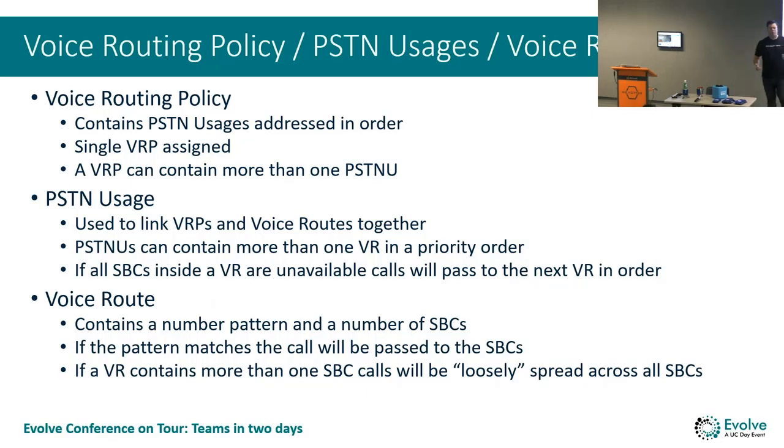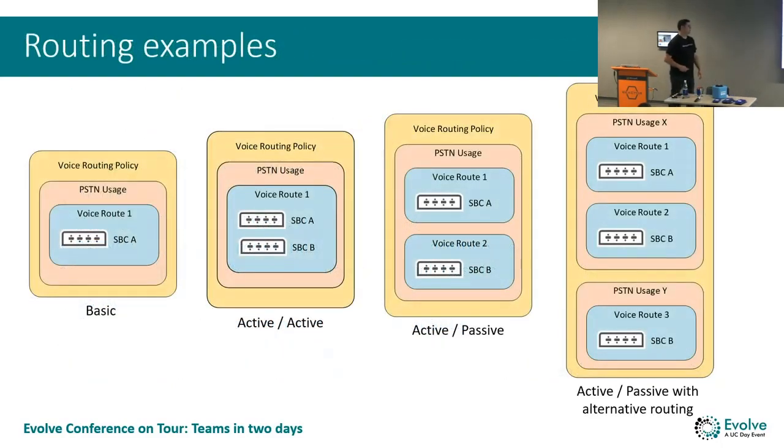So it will also do a kind of loose round robin. If you have one voice route containing 2 SBCs, call 1 will go to SBC1, call 2 will go to SBC2. If SBC2 is not available, everything will go to SBC1 until SBC2 is back up. But you can then build these things up to do different scenarios if you want to.